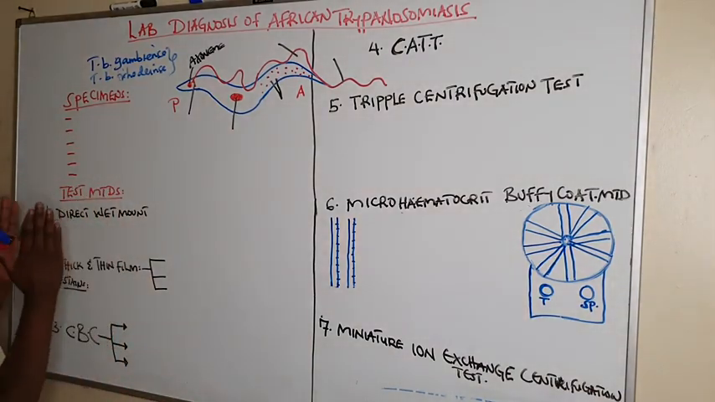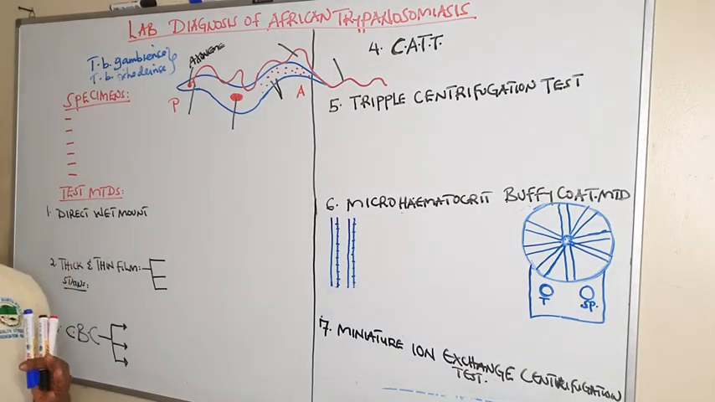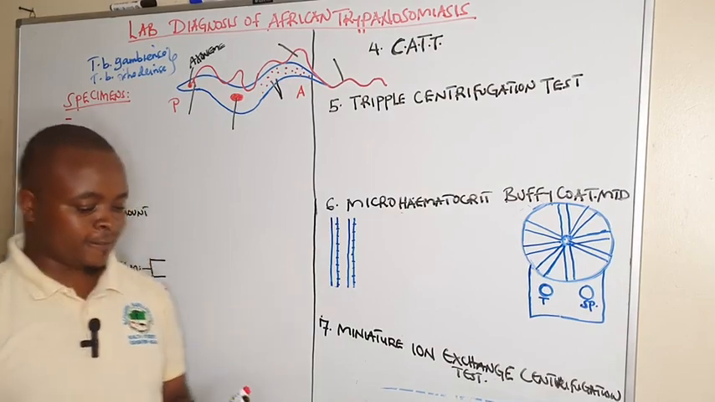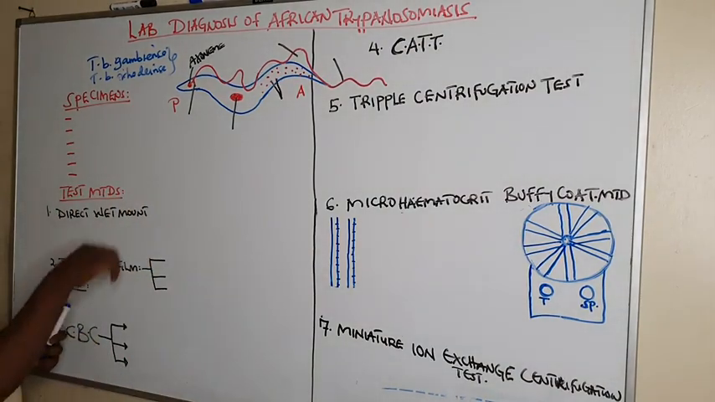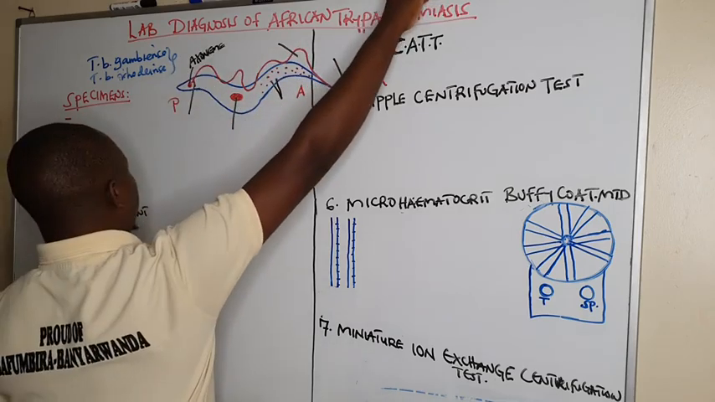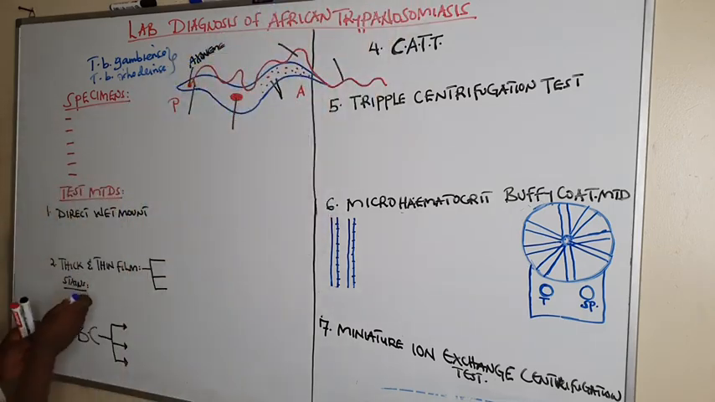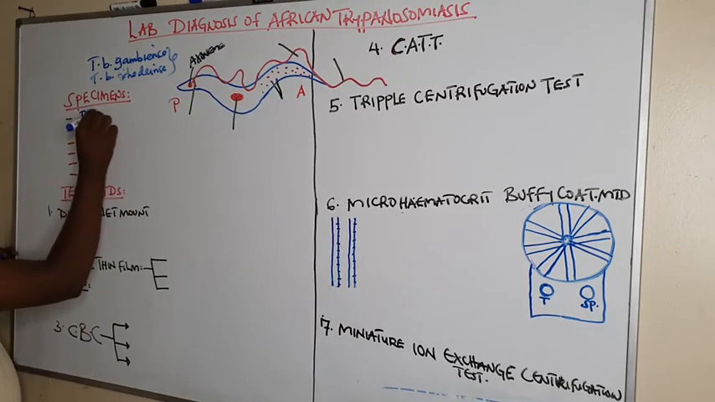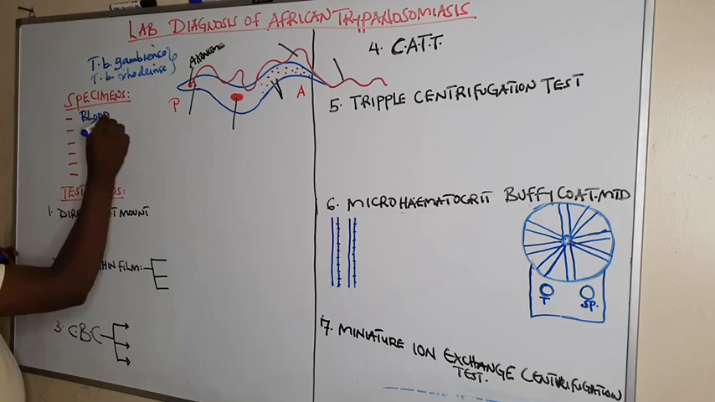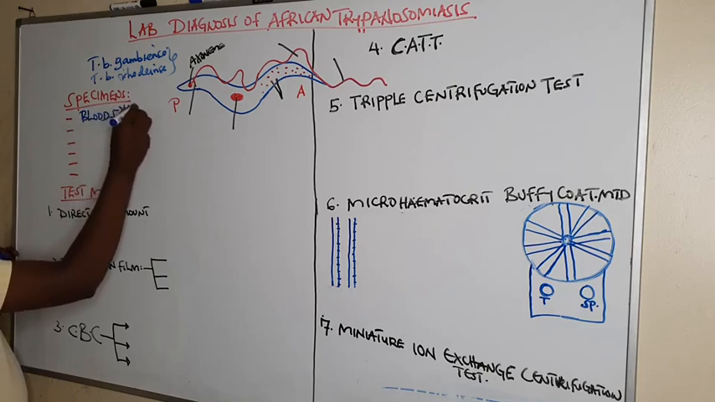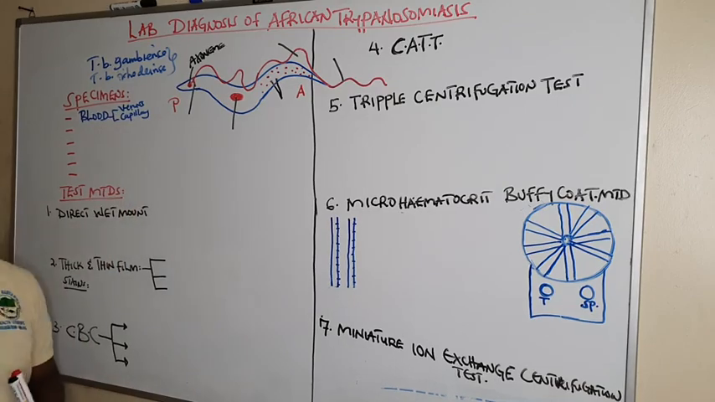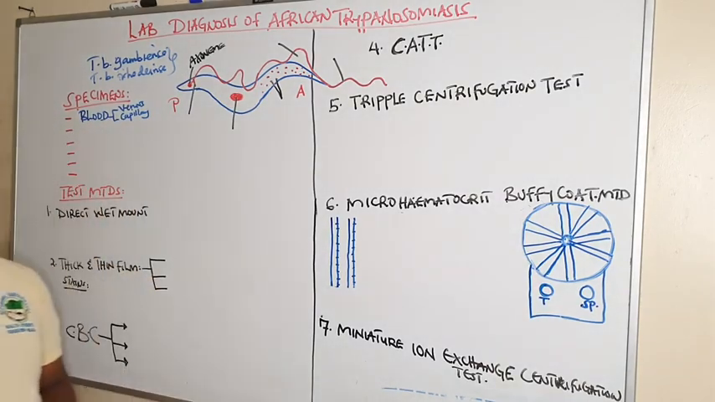So, what are the specimens we get from the patient to diagnose this sleeping sickness? One of the specimens we use is blood, whereby we can collect both venous and capillary. All can be used depending on the amount of blood needed and the method.